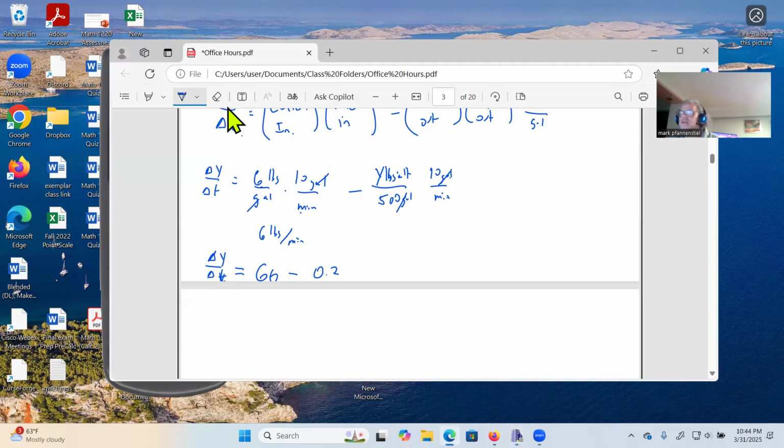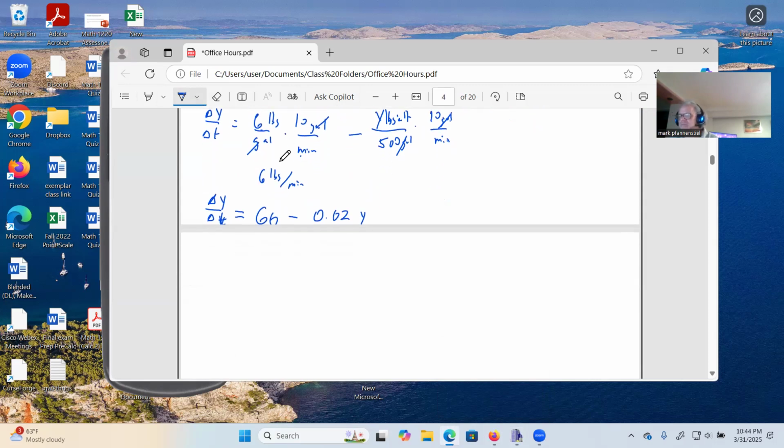Let's go back and do this. So 0.02 times y. All I did was take the 10 divided by the 500, and that's what our little abbreviated idea is going to be here. Let's go ahead and take our limit. So I have dy/dt equals 60 minus 0.02y.